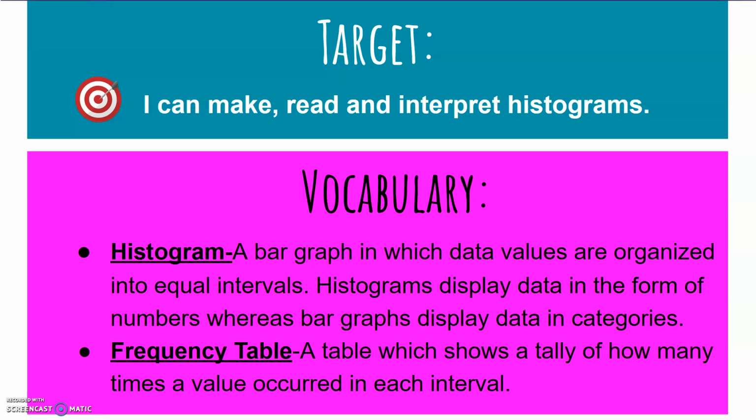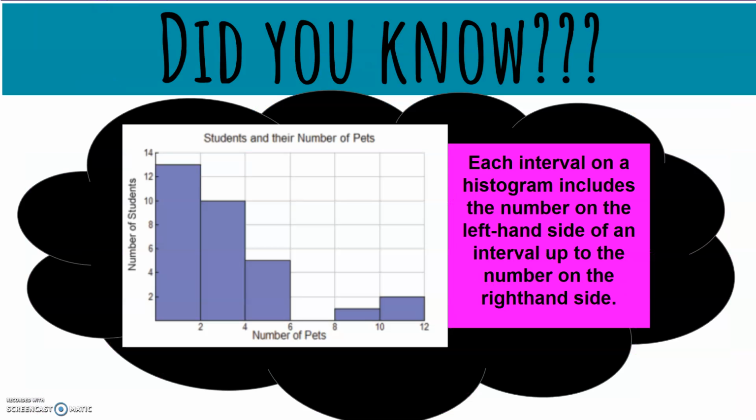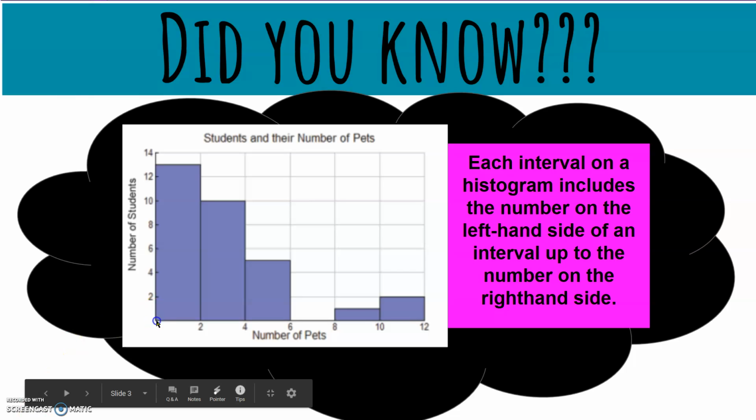A frequency table is, well, basically a survey table. We'll get into that in a bit. Each interval on a histogram includes the number on the left-hand side of an interval up to the number on the right side. So if you look down here, you see intervals. An interval is just a gap. So this is from 0 to 2. This will be 3 and 4, 5 and 6, 7 and 8, 9 and 10, 11 and 12.